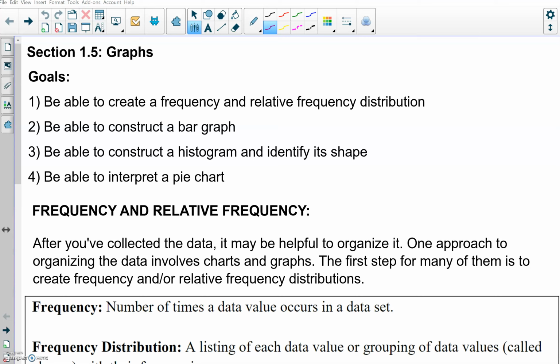Section 1.5, graphs. So in our journey as we explore the basics, some of the underpinnings of statistics, we have started with the population and sample. At the heart of any study is a population of interest that you're trying to answer a question about, and you take a sample to help answer that question.